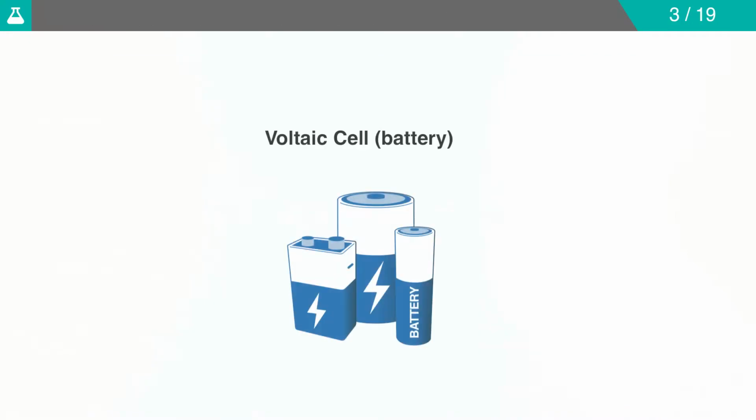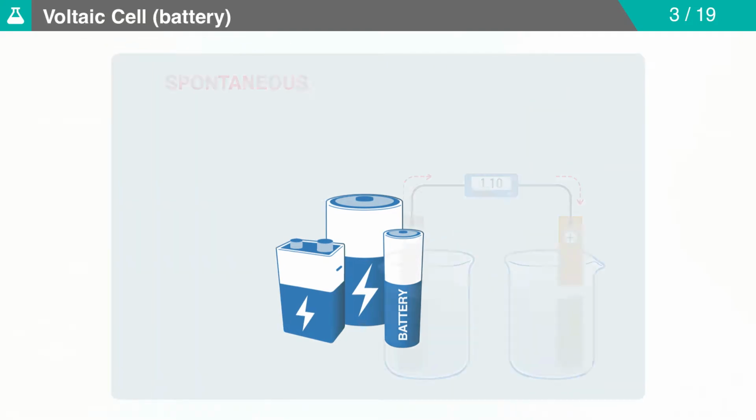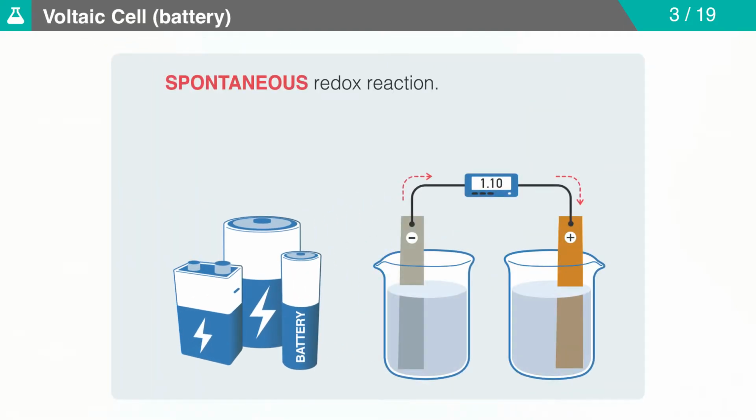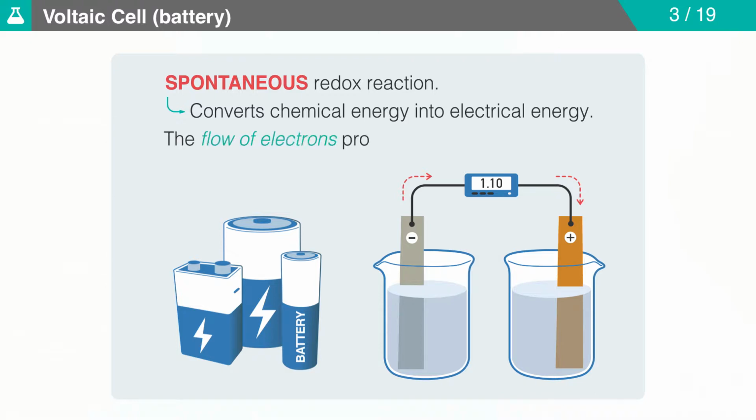So a voltaic cell is essentially a battery. It's generating volts. It's a spontaneous redox reaction. We talked about spontaneous reactions using table J in lesson 3. And it spontaneously converts chemical energy from the cell into electrical energy that we can measure in volts, which we call electricity. And the flow of electrons produces that electricity.